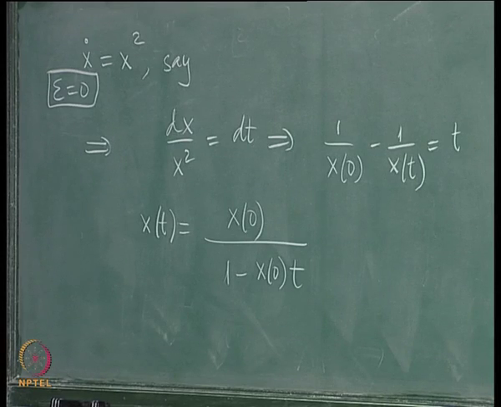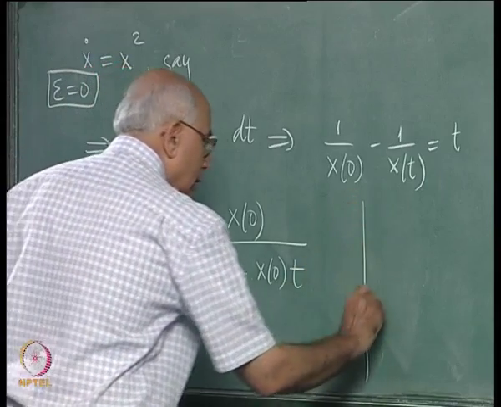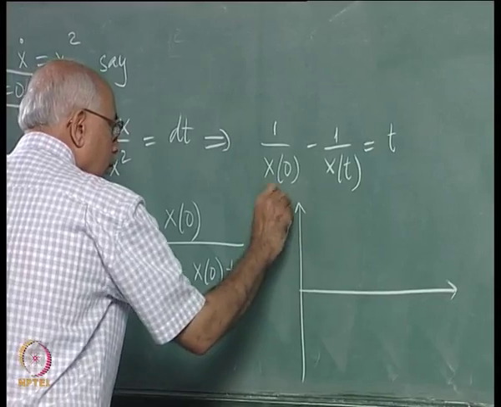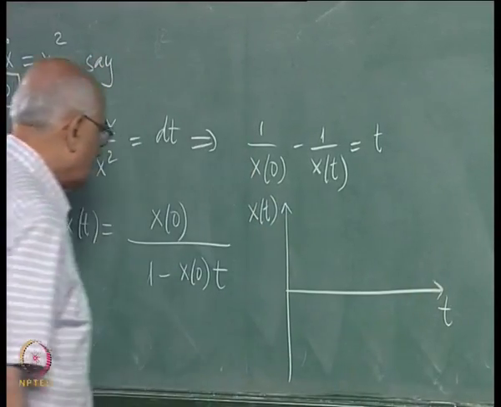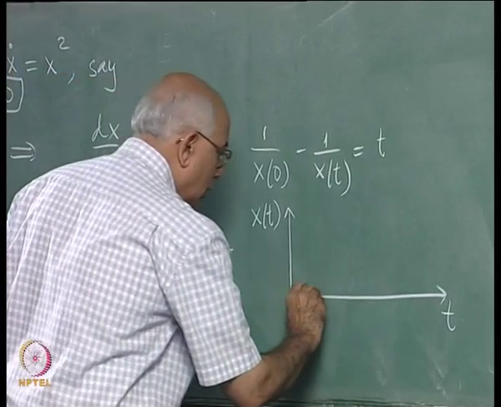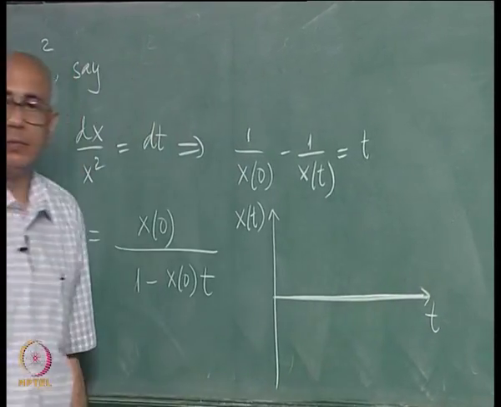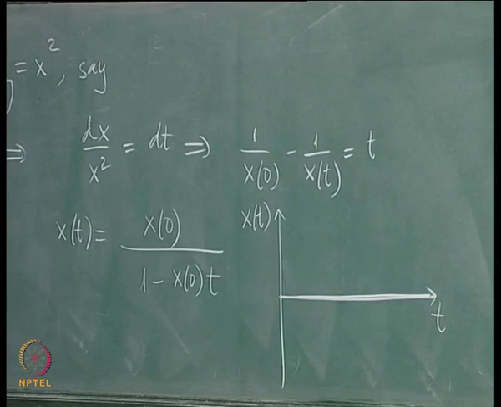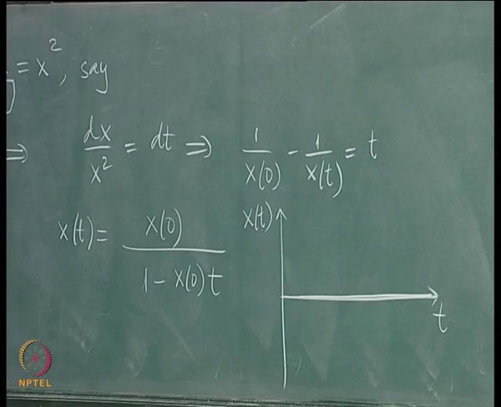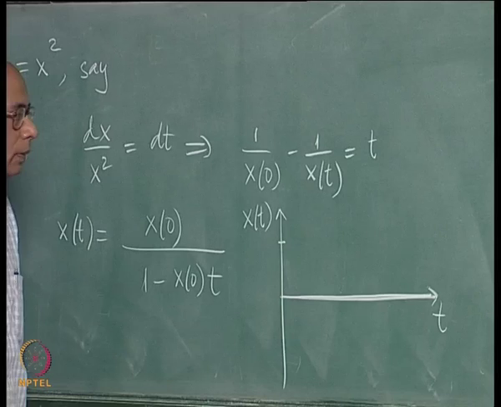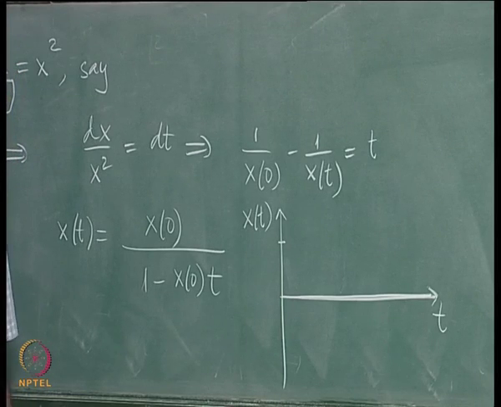I think it is right. And what do the solutions look like? As before, 0 is a critical point, so if I started at 0, I remain at 0 for all time. What happens if I start with a positive value of x0? Say here. What happens to that solution?